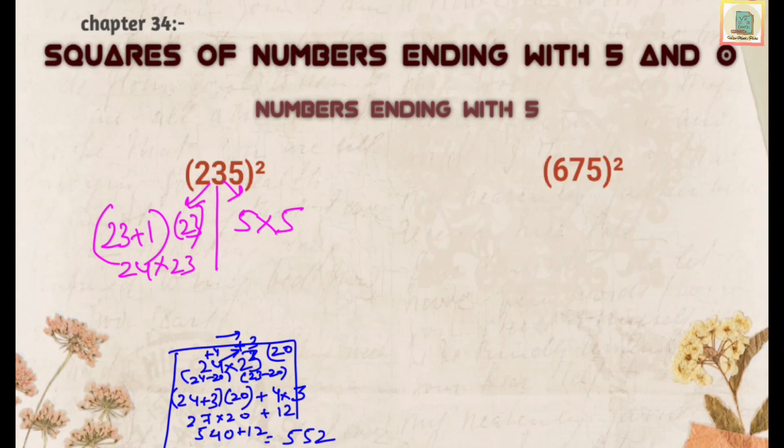So in the first partition we get 552 and in the second partition we get 25. So the final answer we get is 55225.